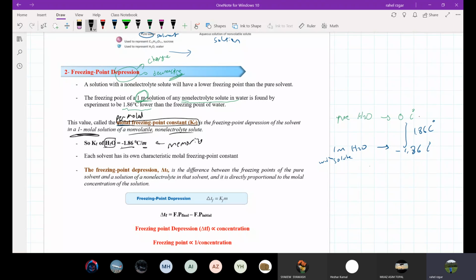Then what about for 2 molar? We have to find the total change. The total change in freezing point, we call it freezing point depression. So if this is for 1 molar, what is the total for 2 molar? Multiplied by 2. 3 molar, multiplied by 3.